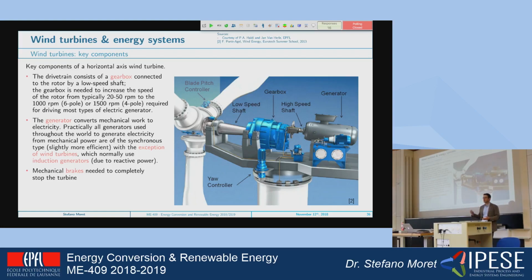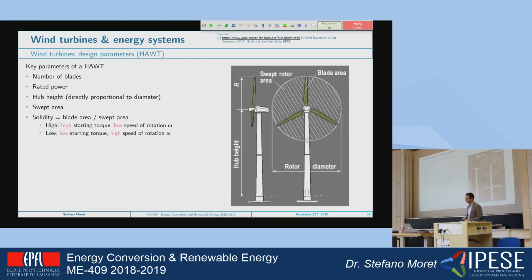if we go too high in speed, for example, during a storm, what can happen is that the alternator will, at some point, just burn and collapse. So that's why we need to stop the turbines at some point for safety reasons. And we have also the mechanical brakes, and another key component is the yaw controller. So basically, we will be able to direct always the wind turbine in order to face the wind in the most efficient way.